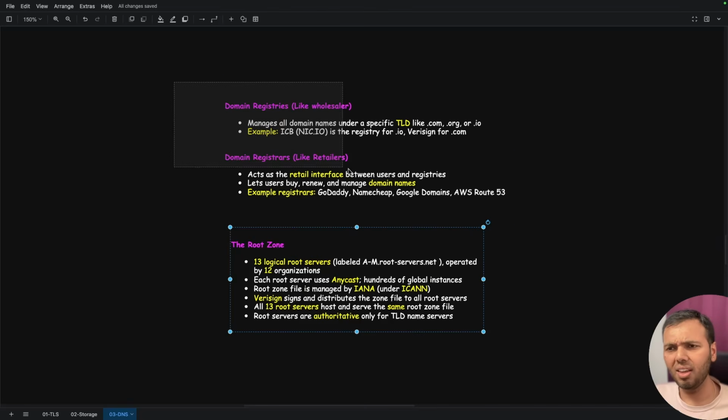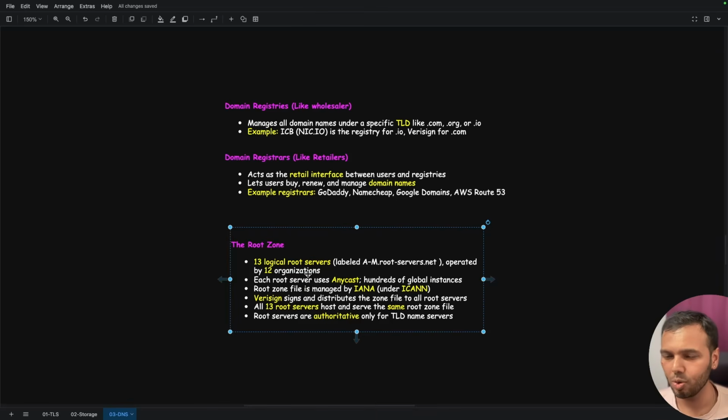Now I also want to focus a little on the root zone. Who manages that zone file? We know that it is IANA, but we want this to be highly available. We want the systems on which this zone file is running to be spread across the globe, and they should be highly available. So the first point is 13 logical root servers are there, operated by 12 organizations.